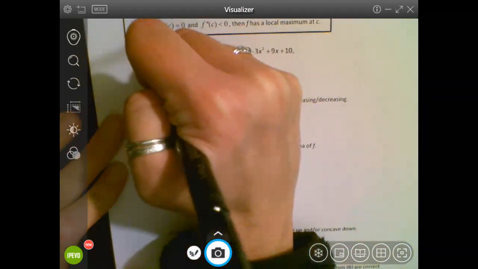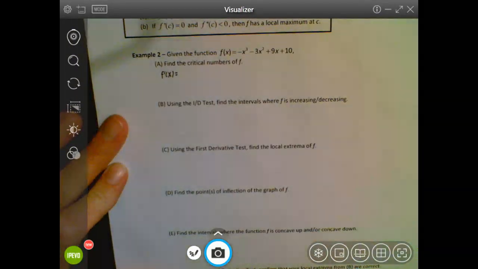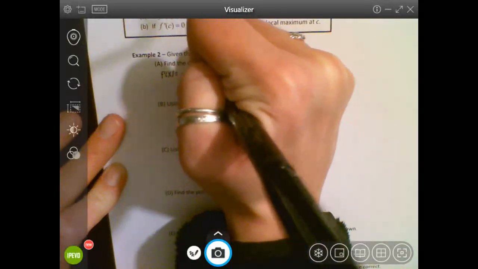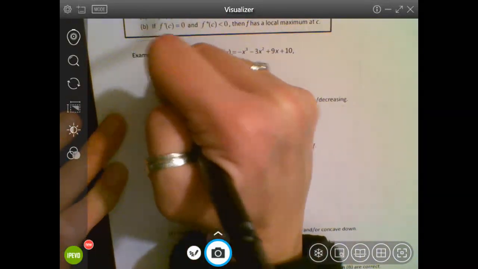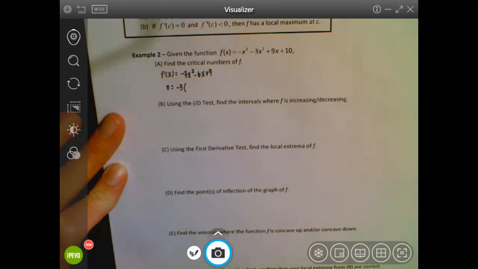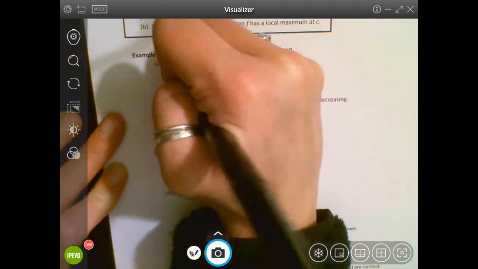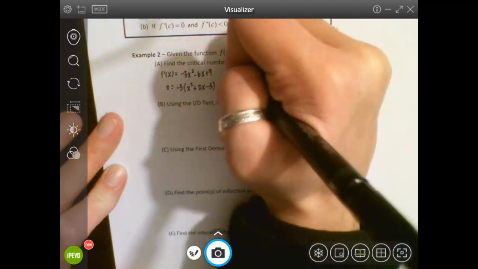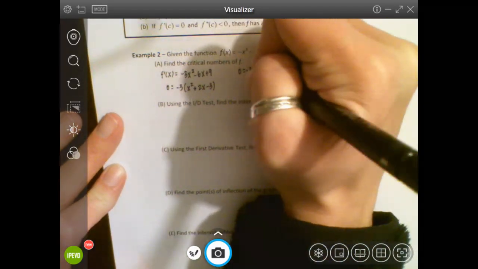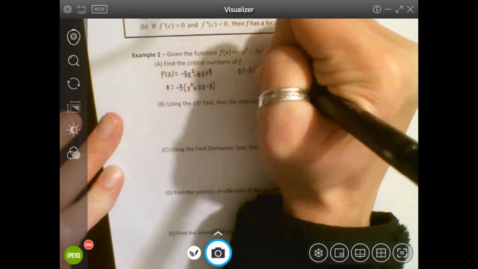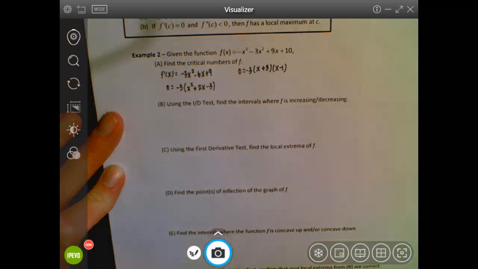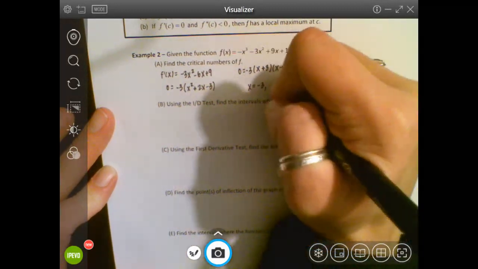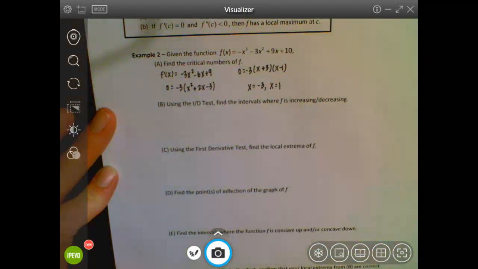So we want to take the derivative of this function, which would give us negative 3x squared minus 6x plus 9. Set that equal to 0. Factor out my GCF of negative 3, so x squared plus 2x minus 3. Factor that out. And it looks like my critical values, or my x values, would be negative 3 and positive 1.